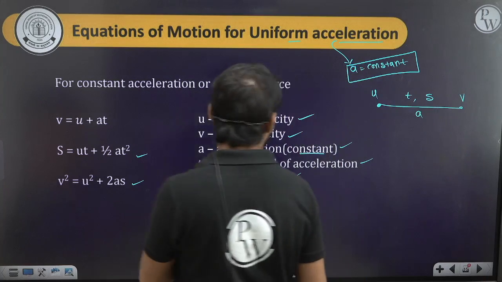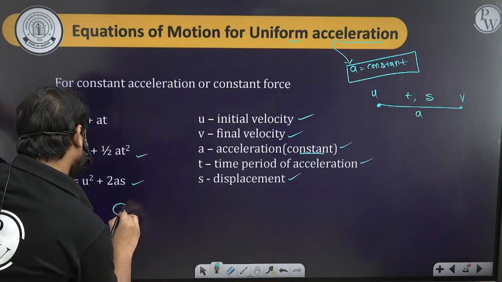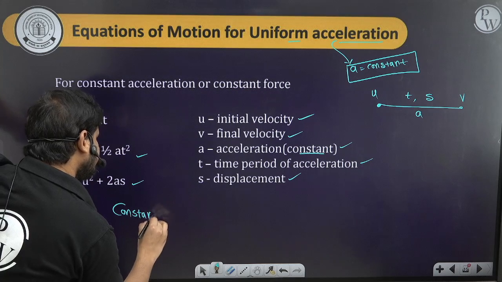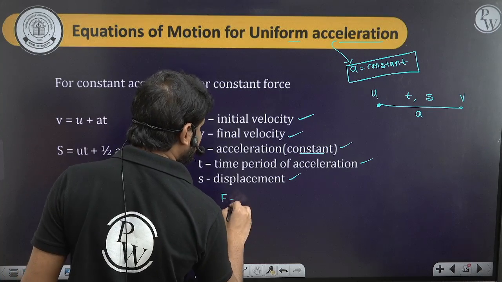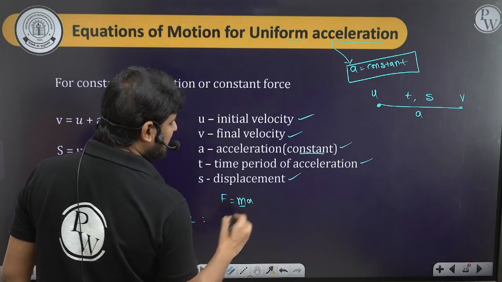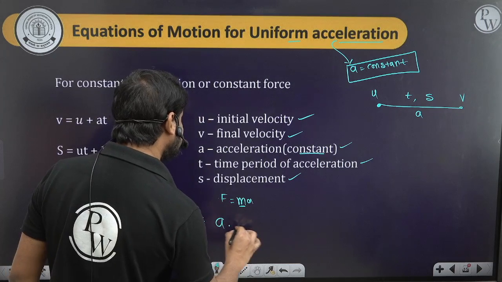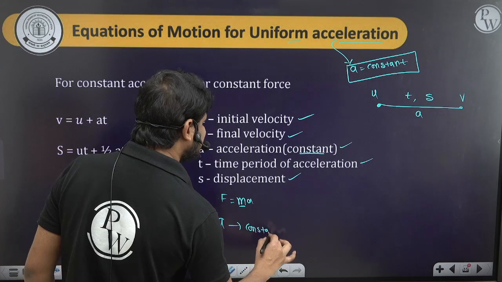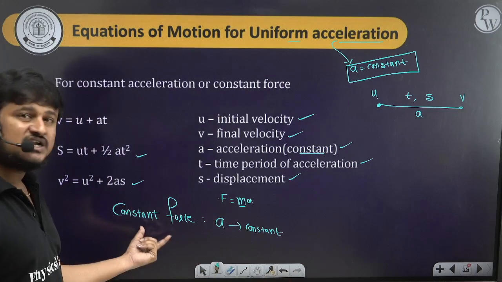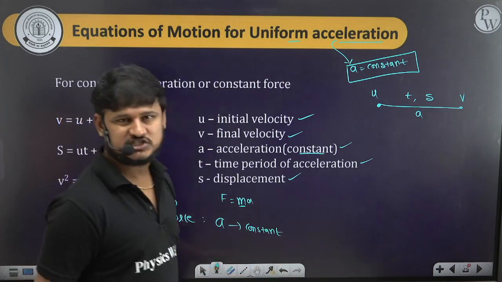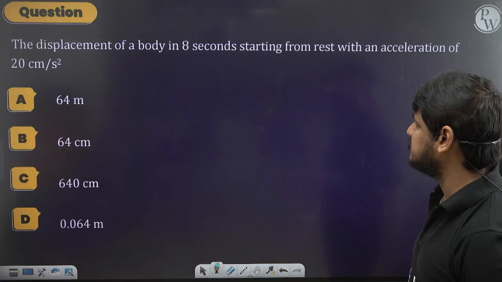Sometimes in the questions they might say, upon applying a constant force. What's the force formula? F is equal to ma. Mass is the constant part, so if the force is constant, the acceleration is going to be constant. Whenever they give constant force in the question, the hint is that the acceleration is constant, or uniform acceleration. Clear? So let's see some questions based on this.